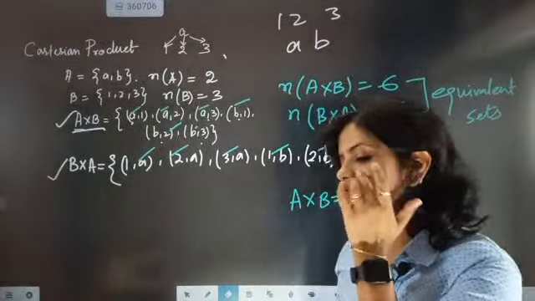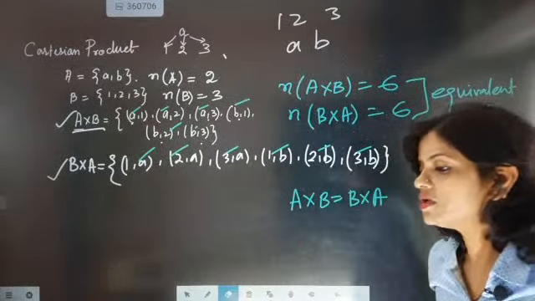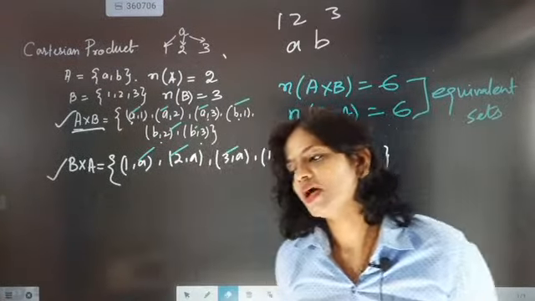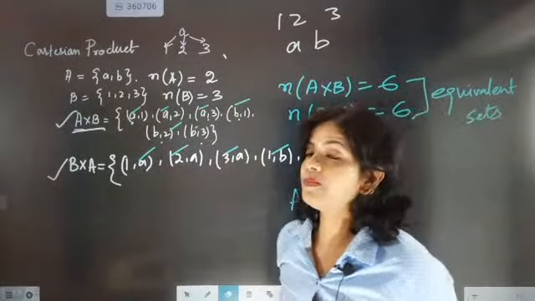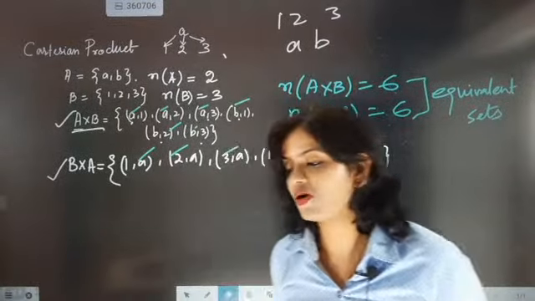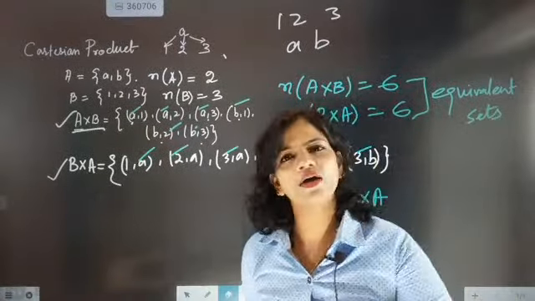I hope you have understood this point. Come on, quickly tell me you have understood. Yes, they may be equivalent, but they will not be equal. They may be equivalent, but they may not be equal. So this was about Cartesian product.